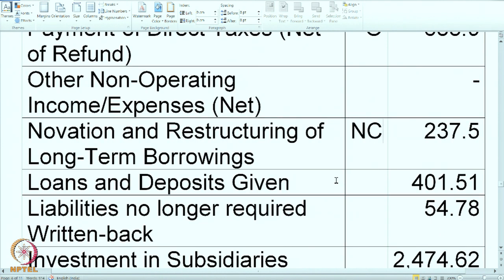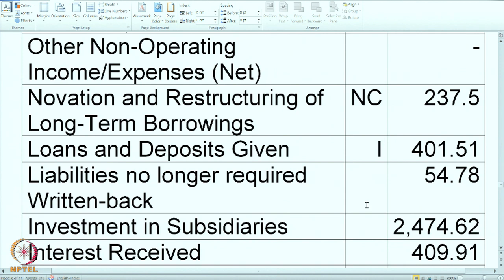Loans and deposits given. We have given loans. We are not sure whether as investment or as a borrowing, but since the word given is used, we will treat it as I. Liabilities no longer required written back. That means some liabilities existed. Those liabilities have exhausted now. So, we will have to write it back. That means they would be taken back to the P&L account. They are no longer existing as a liability.